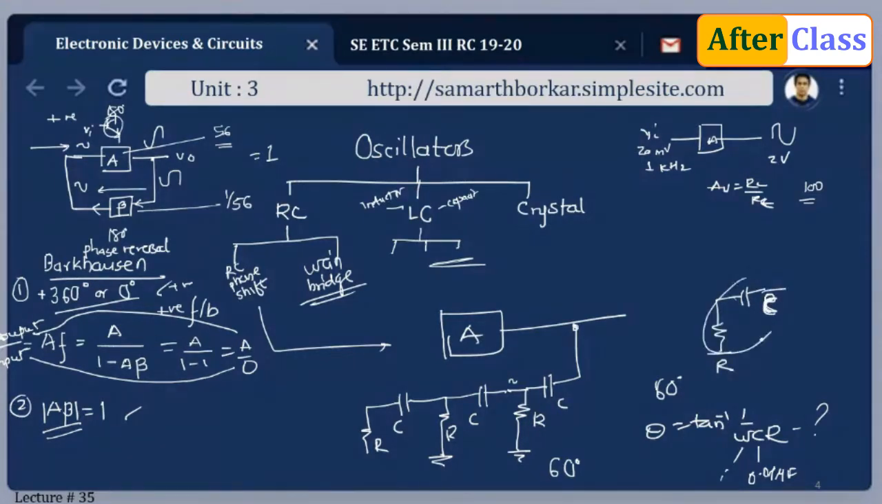So if I select this value of R and C, what we mean by shift is: if this is the input signal, when I say this has undergone a shift of 60 degrees, it means there's a delay of 60 degrees. Depending upon the value of C and R, I can have this kind of shifting. Fine, it is called phase shift.